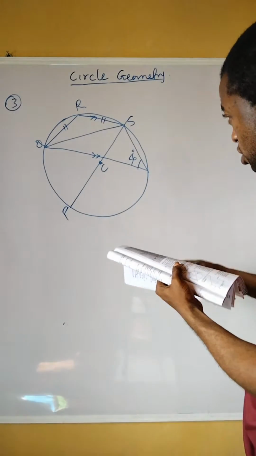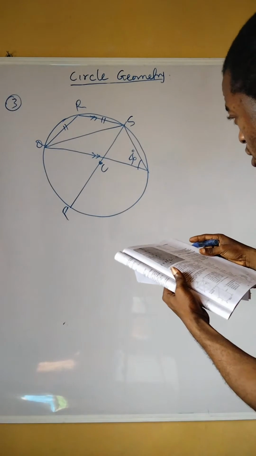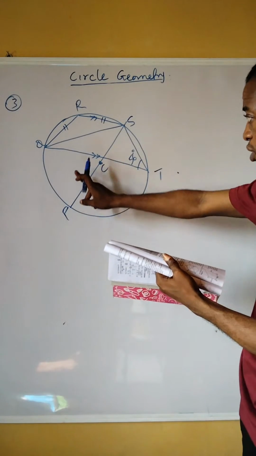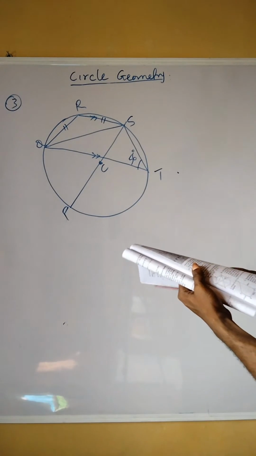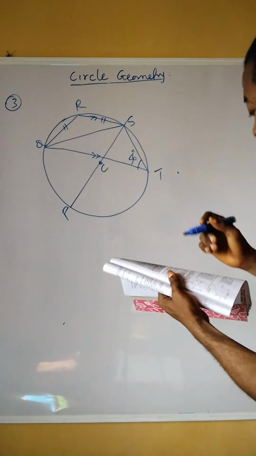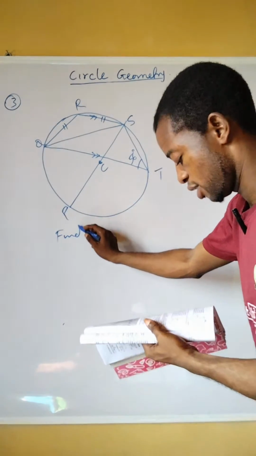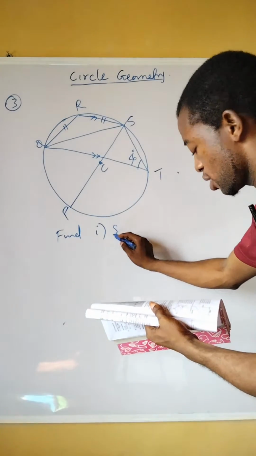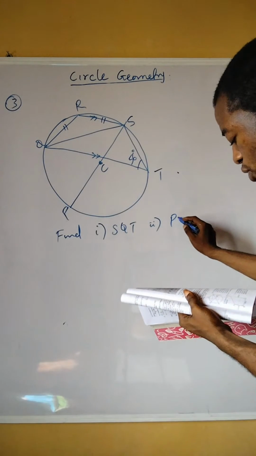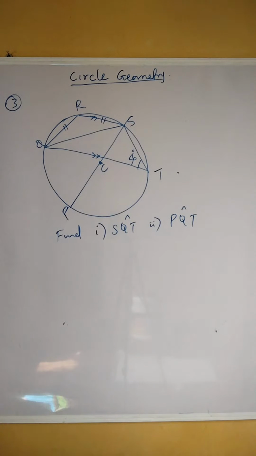So now, what does the question ask us to find? The question says, so this is T. So RS is parallel to QT, okay? And line QR is equal to line RS, all right? So this angle here is 56. The question says, the first one says, find angle SQT, and 2, angle PQT.